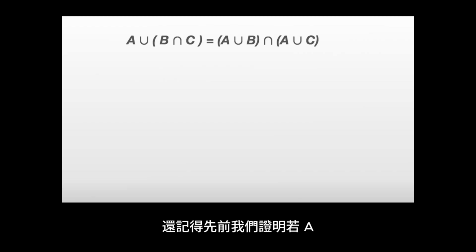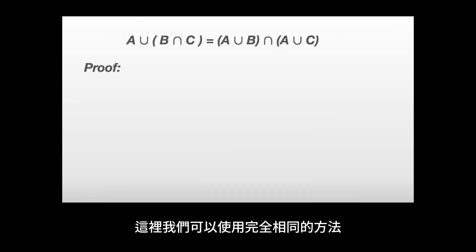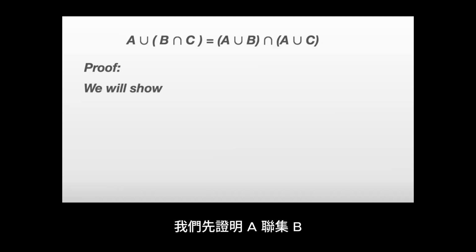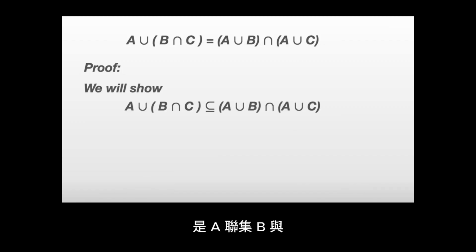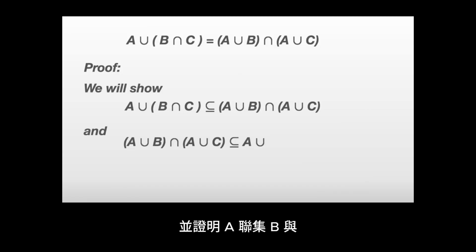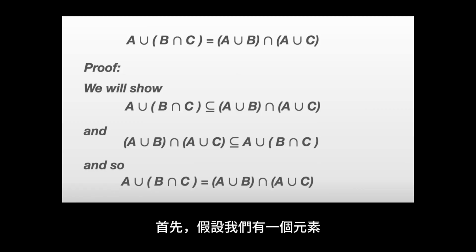Remember how earlier we showed that if A is a subset of B and if B is a subset of A, then A is equal to B? Well, here we can use that exact method to prove this equation. We'll show first that A union (B intersect C) is a subset of (A union B) intersect (A union C), and that (A union B) intersected with (A union C) is a subset of A union (B intersect C), which implies they're equal to one another.